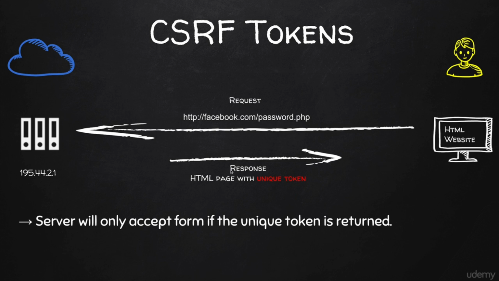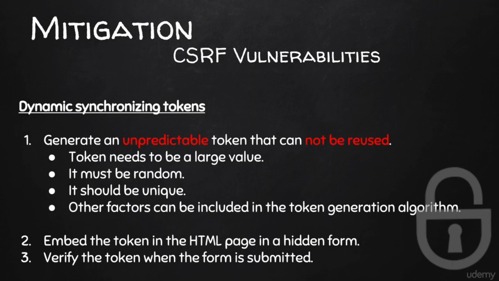Now, if this isn't implemented properly, it can still be exploited. So if the token was predictable or if the same token was being used, then the hacker can discover what the token is, embed it in the HTML code and send it to the user. So the token needs to have certain characteristics so that it's secure. And basically the main things that you want to keep in mind is that the token needs to be unpredictable and it cannot be reused.